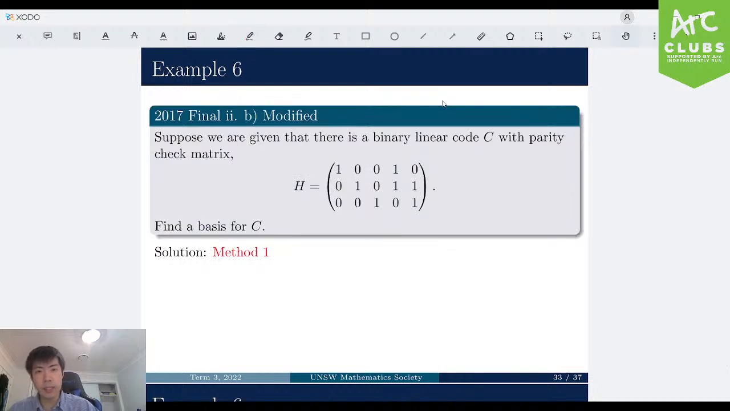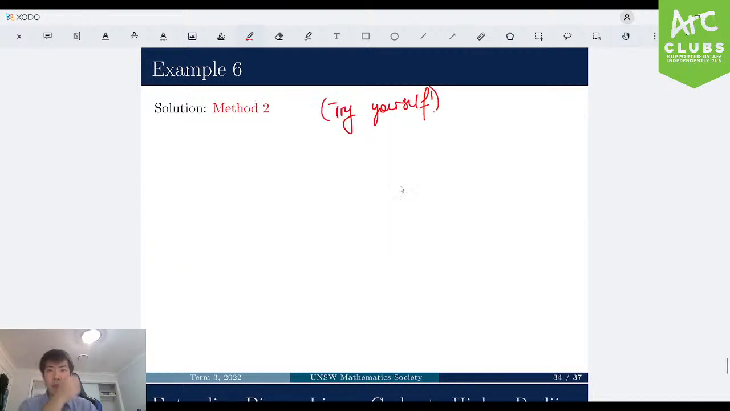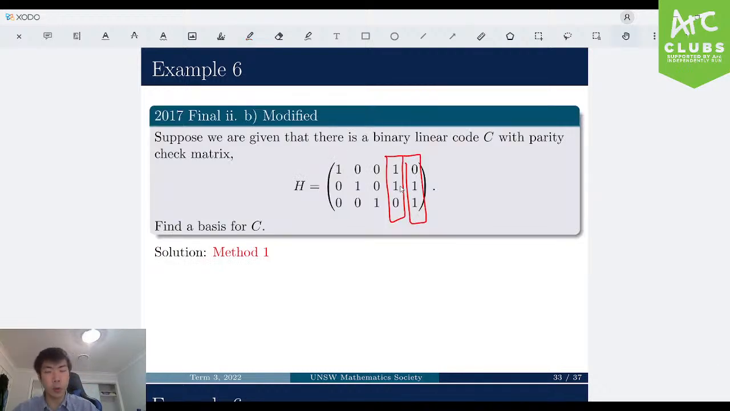The try-yourself method is basically to use what you know about linear algebra. You know that the information bits are conveyed through the dependent columns, correct? And so if you want to find the basis for all of the code words in C, you essentially just need to find a basis for these dependent columns. You have these dependent columns, which are your information bits.